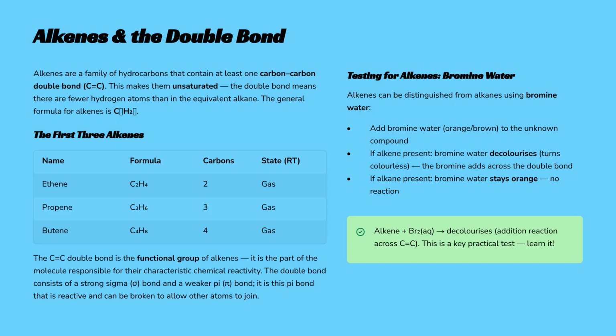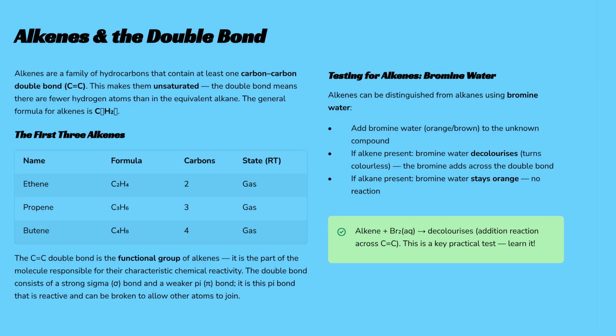Alkenes contain at least one carbon-carbon double bond, making them unsaturated, with the general formula CnH2n. The double bond is the functional group responsible for their higher reactivity. A key test for alkenes is the bromine water test. Alkenes will immediately decolorize the orange/brown bromine water, while alkanes will not.